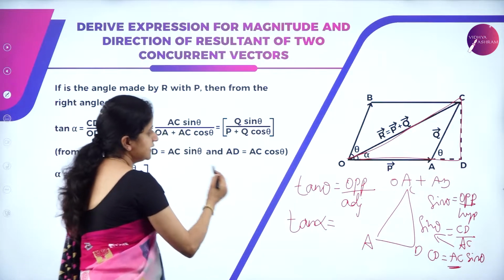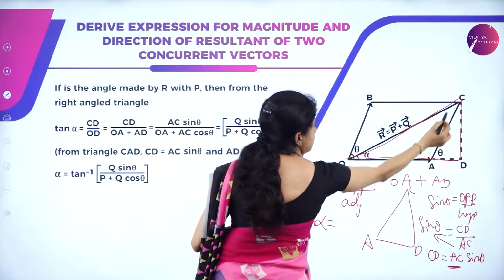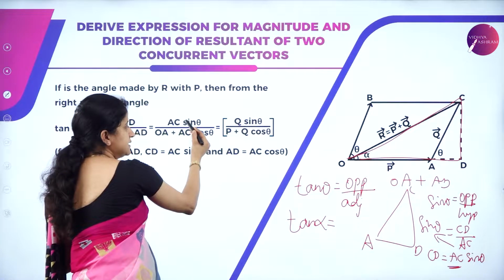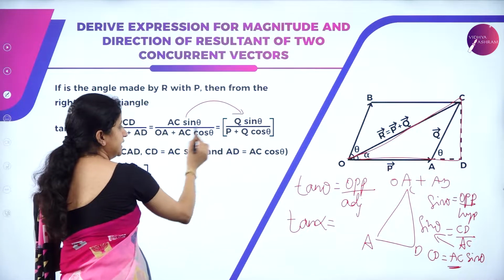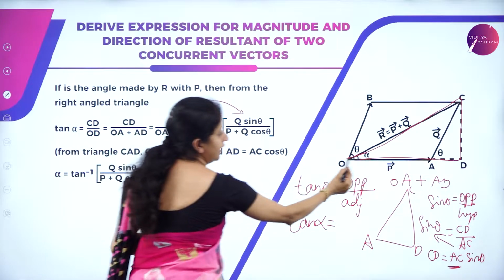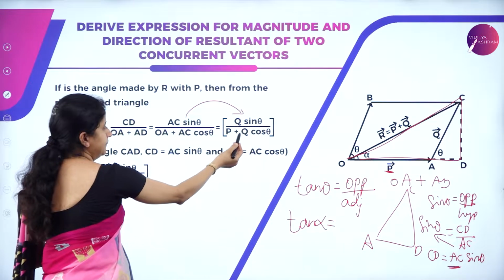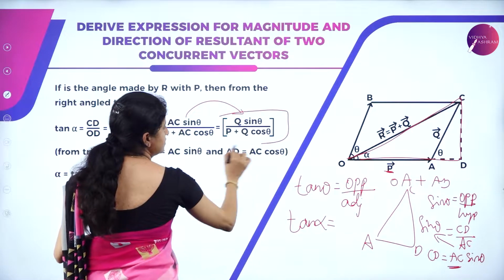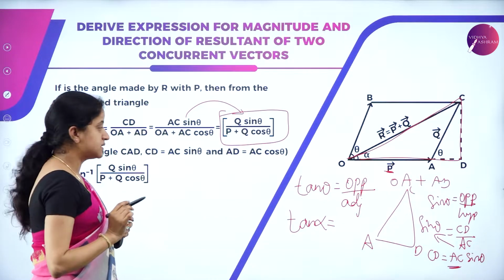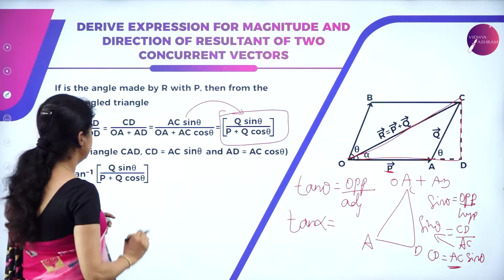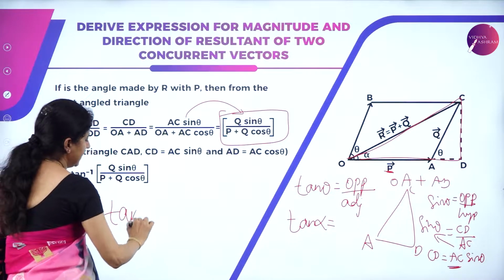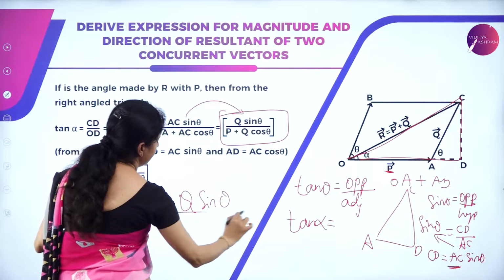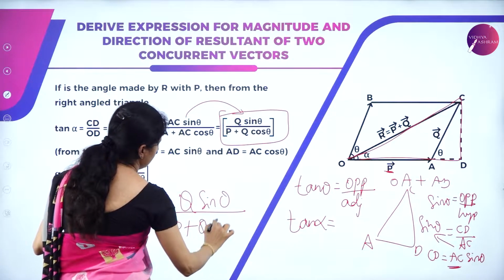So what is AC? According to the diagram, AC is nothing but Q. So in the place of AC, we get Q. This expression will be Q sin theta divided by OA, which is nothing but P, so P plus AC cos theta. AC is again Q. So we get Q sin theta divided by P plus Q cos theta. So it is the value of tan alpha. So tan alpha is Q sin theta divided by P plus Q cos theta.